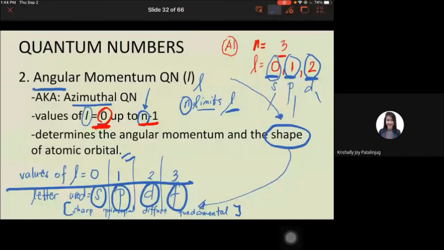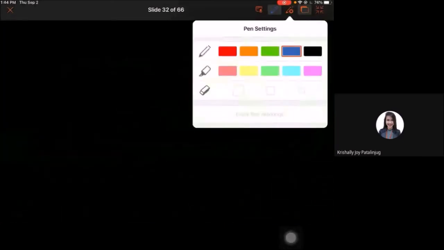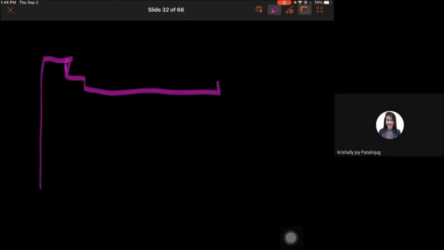These are subshells. Another thing, with regards to these subshells, sa periodic table po, di ba? If this is the periodic table, yan.